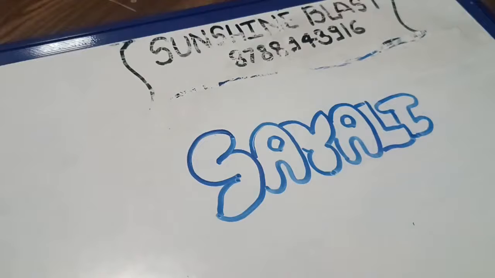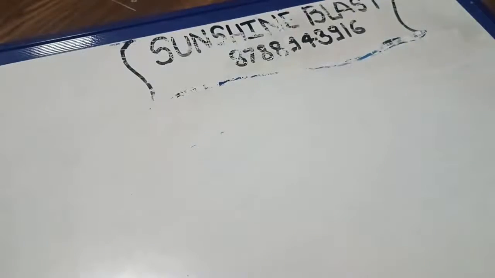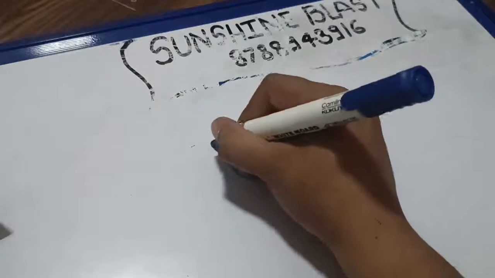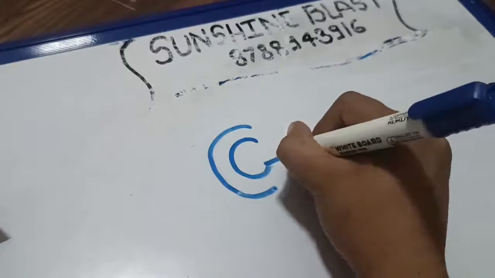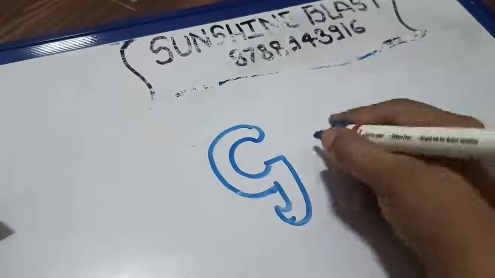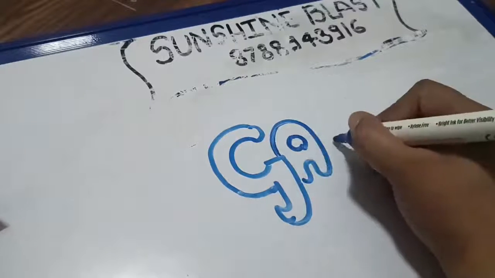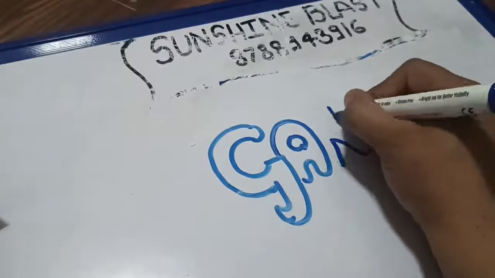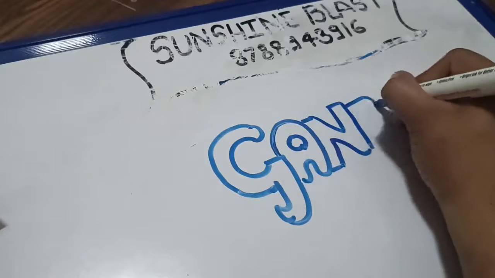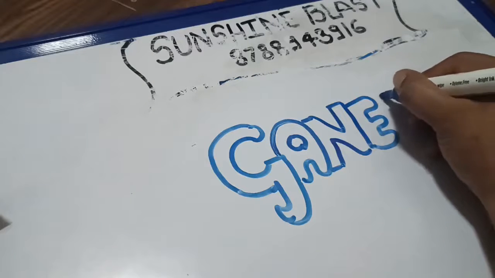Okay. For example, if I want to write Ganesha, first I'll write G. Now for A, I'll attach the A to the G. Now N will be attached to the A. Same with the E, then S.